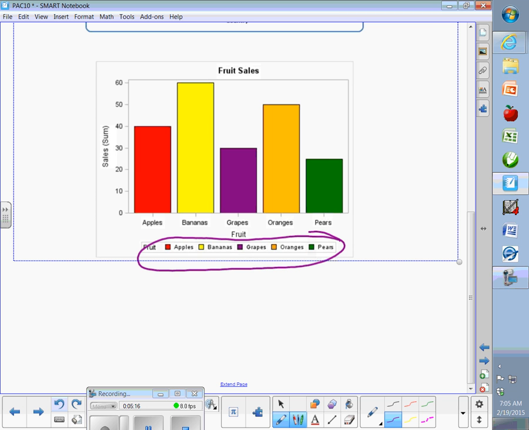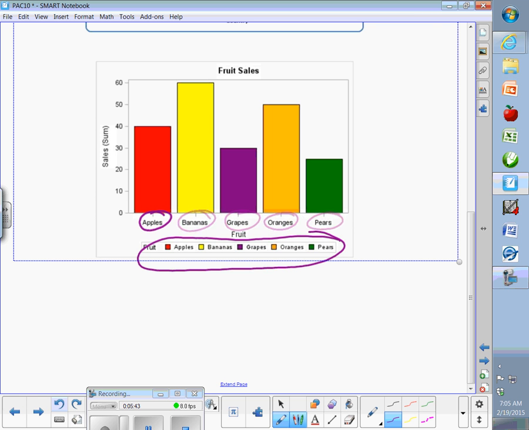That's not necessary. Some graphs, if you use Microsoft Word or some other programs, a lot of times there are templates already built in, and they would want to do something like that. Why would I say that they're not necessary? Because we're labeled right here. We are labeled right here. And so apples, bananas, grapes, oranges, pears are labeled right there, and so not necessary.